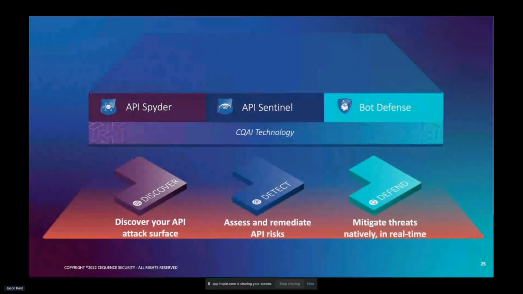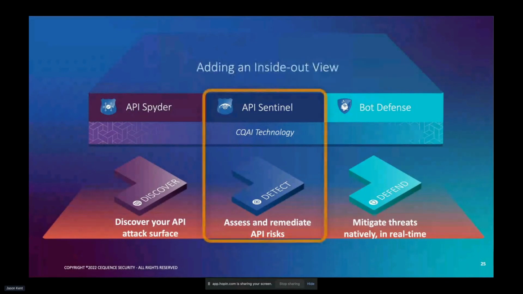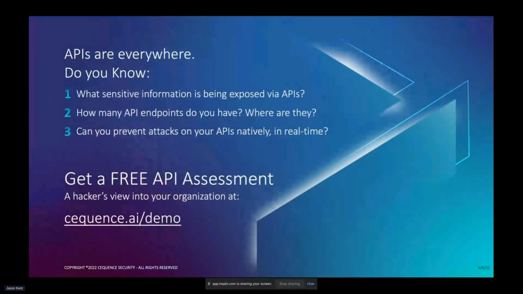So we have this API Spider solution. We also have an API Sentinel. That's that internal view. So once we have a good understanding of what's outside, we start to look inside. And then that final step in this is to go for mitigation. But being able to assess and remediate is something that everybody desires and is something that everybody wants.